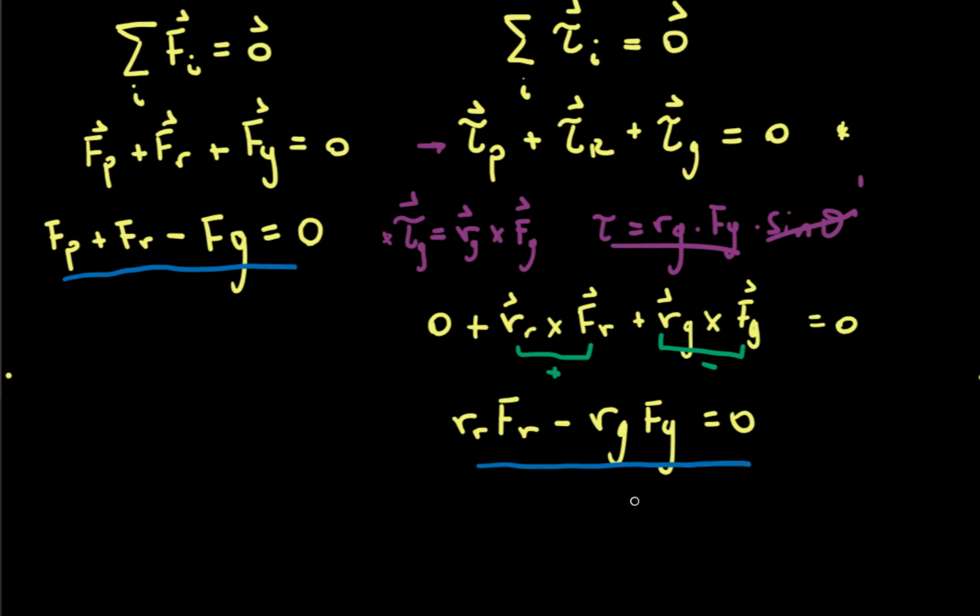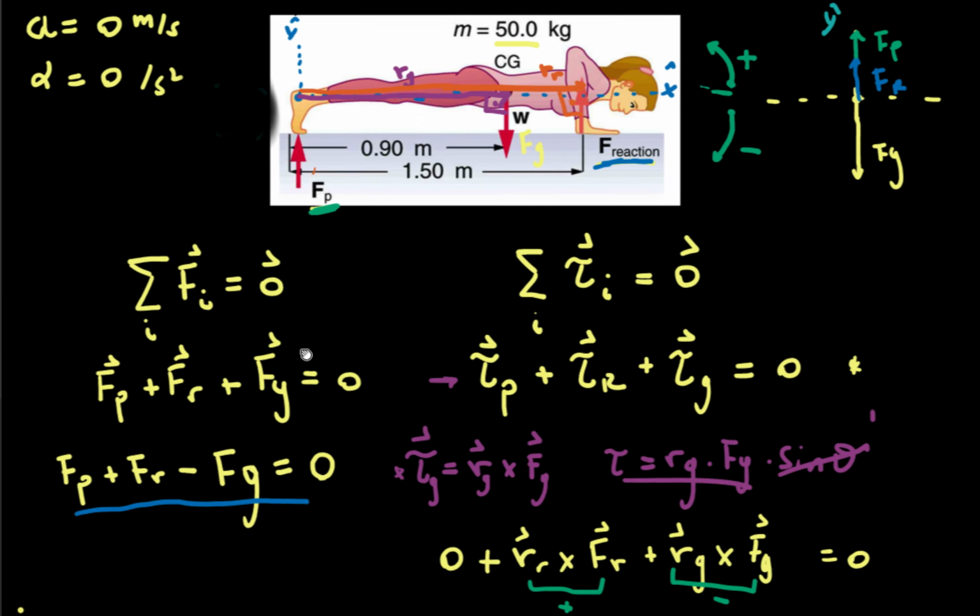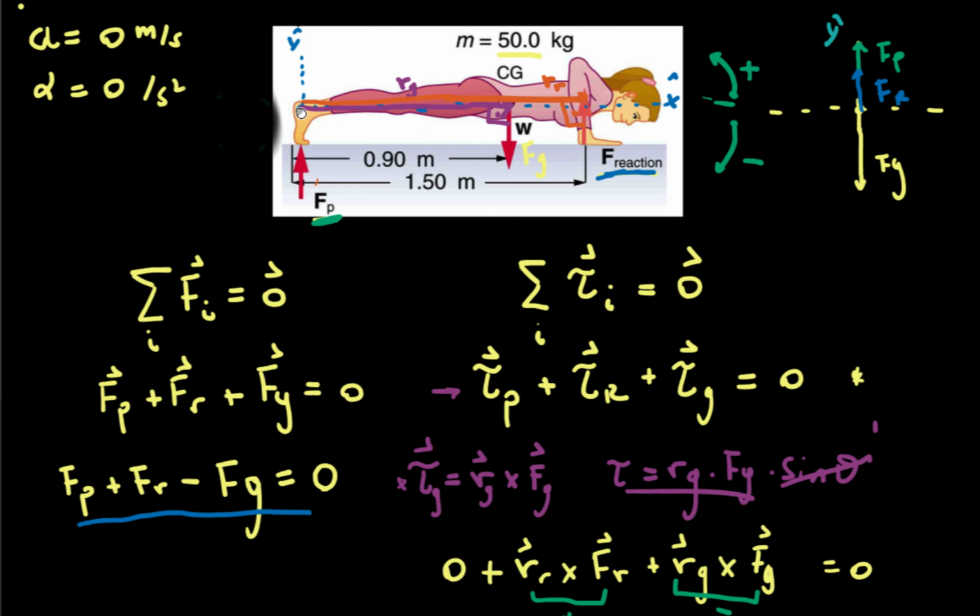What you may already notice is that we do not need to solve for one variable in one equation and plug it into the other, because if you inspect this equation right here, let's look at what we have and what we don't have. R sub R and R sub G we have, remember. R sub G is in the picture here. So let's write it out.